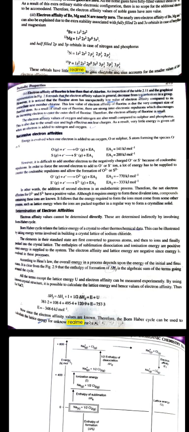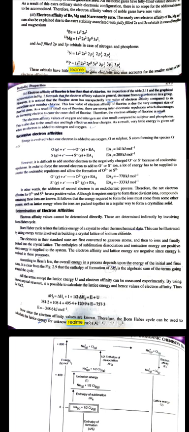The net electron affinities for O²⁻ and S²⁻ have a positive value. Although it requires energy to form these divalent ions, compounds containing these ions are known. It follows that the energy required to form the ions must come from some other process, such as lattice energy, when the ions are packed together in a regular way to form a crystalline solid.